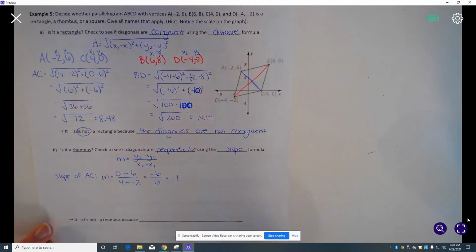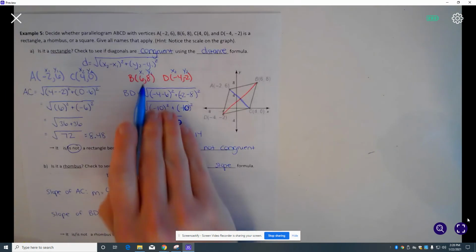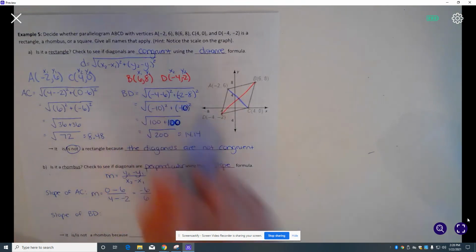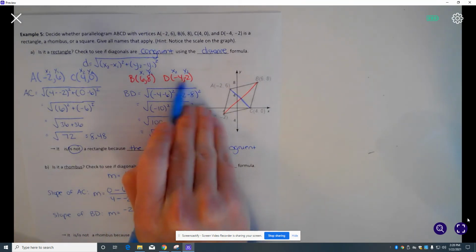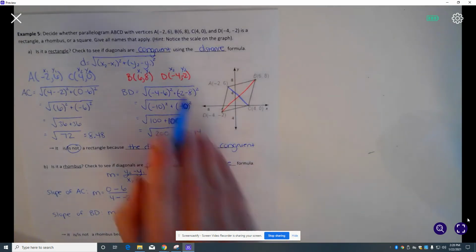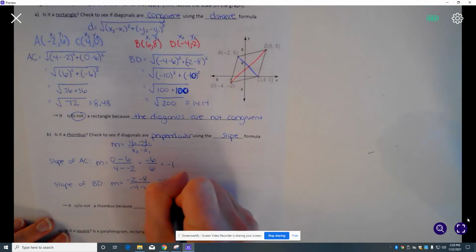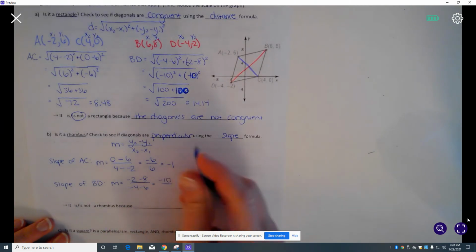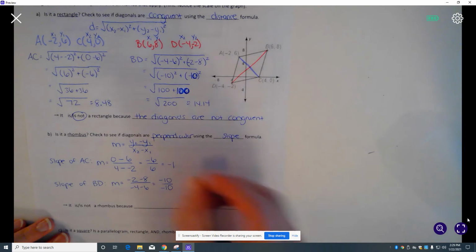I now need to find the slope of BD. I'm going to use these points here, and keep the labels. So the slope is y2 minus y1, -2 minus 8, over x2 minus x1, -4 minus 6. When I do the subtraction, -2 minus 8 is -10, and -4 minus 6 is -10. -10 divided by -10 is +1.